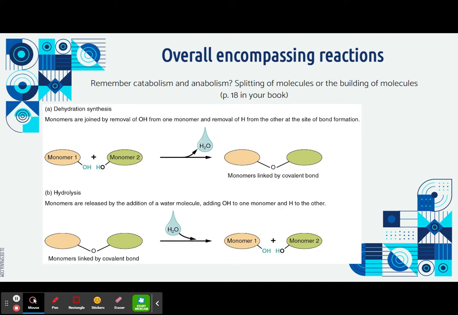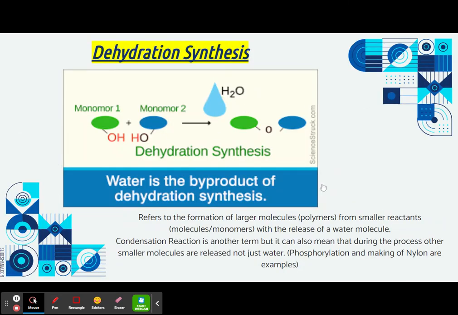It's always the same stuff. This is how 2 amino acids go together to get a protein. Always the same. You put them together, you lose water: dehydration synthesis. You split them up, you have to have water. That's why water's so important. So again, we're going back over it because the processes work the same way all the time. Dehydration, water's a byproduct, refers to the formation of large molecules, polymers, macromolecules. The other term used to be condensation reaction, but condensation reaction can also mean other molecules coming together that are not just water molecules.